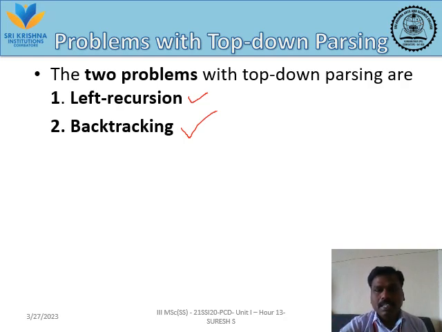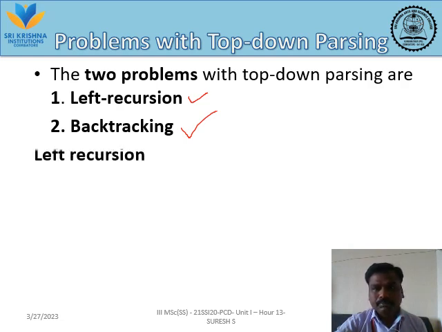Consider a for loop having 10 inner for loops, or an if statement having more than 10 else if statements continuously, if else, if else, if else, inside that inner if else. So the compiler might get confused in that. So let us see what left recursion is and what backtracking is. That's what we're going to see now.